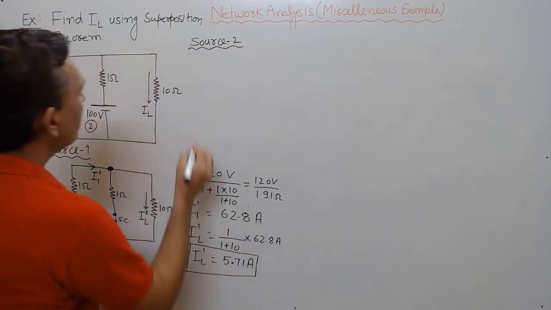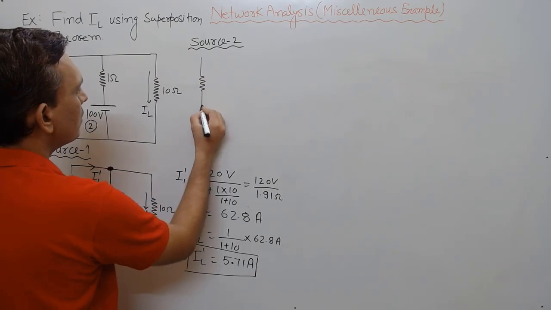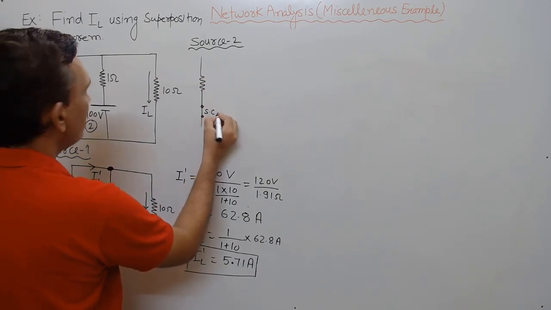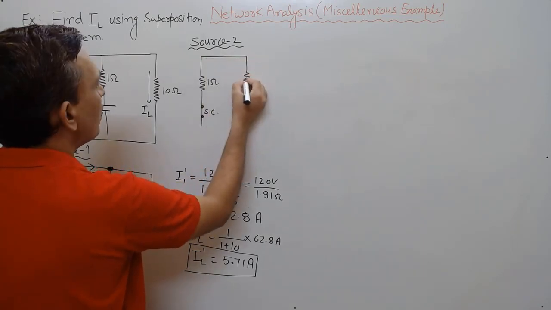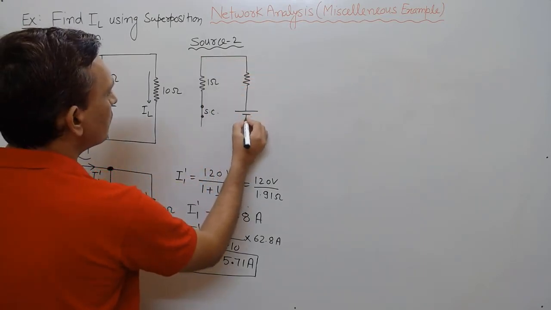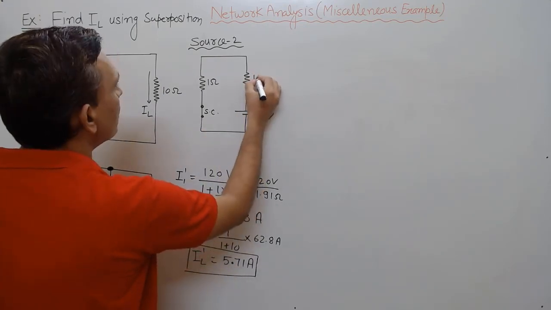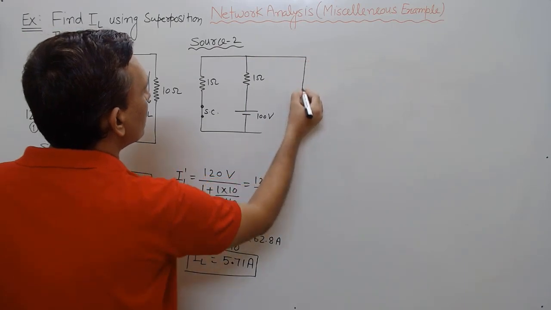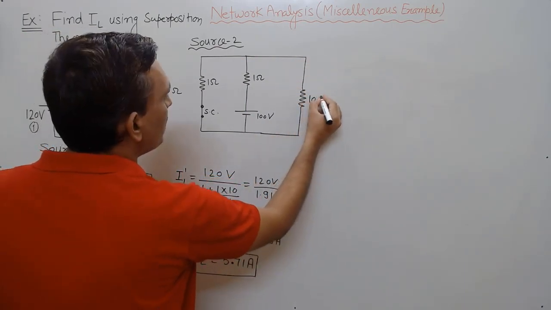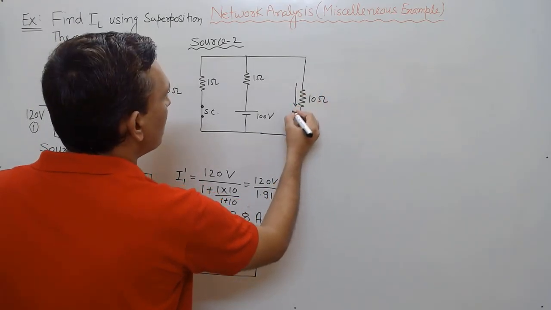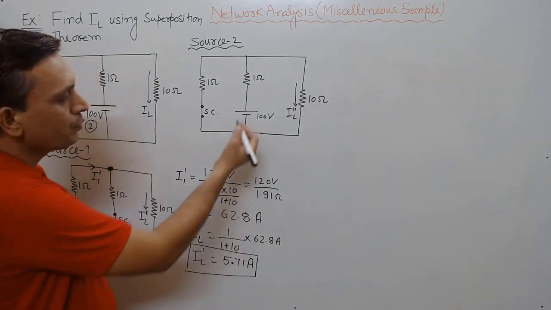So draw the equivalent. First source is short circuited. So this will be short circuited. This is 1 ohm. And you have only source 2. This is 100 volt, 1 ohm, and this will be 10 ohm. Take it as IL double dash. This current is because of source 2.